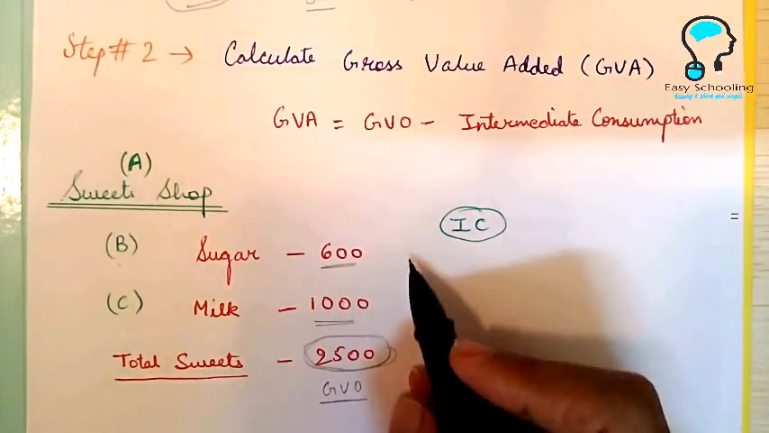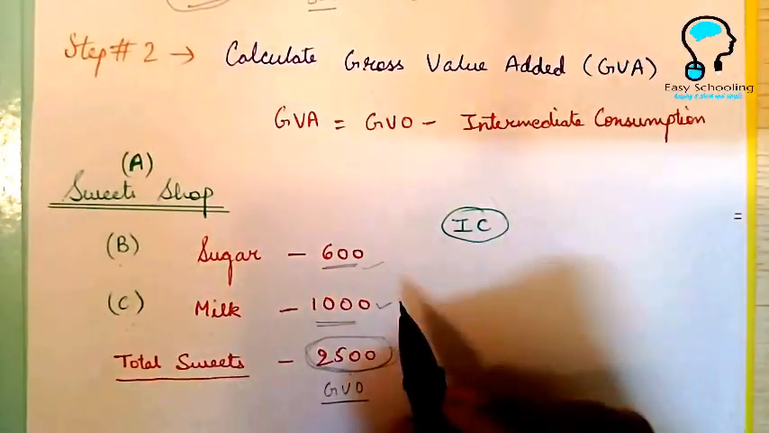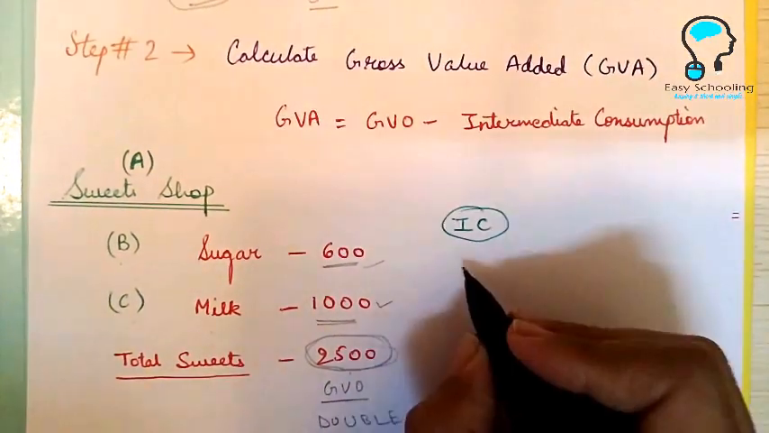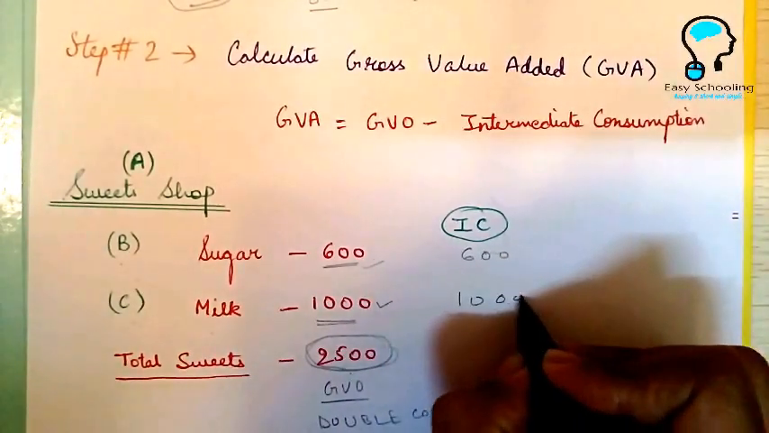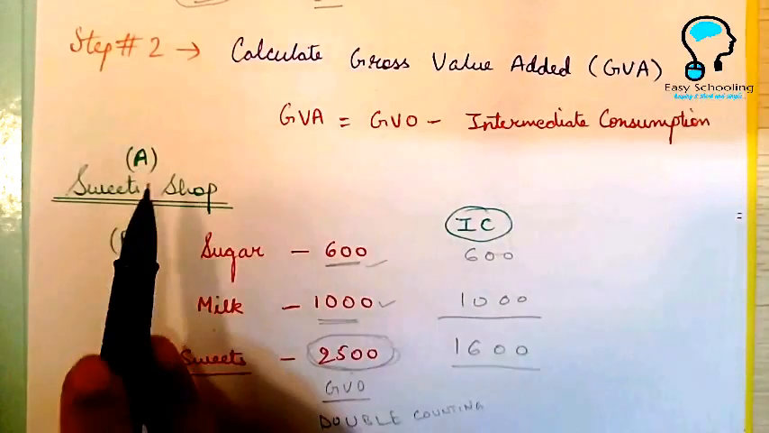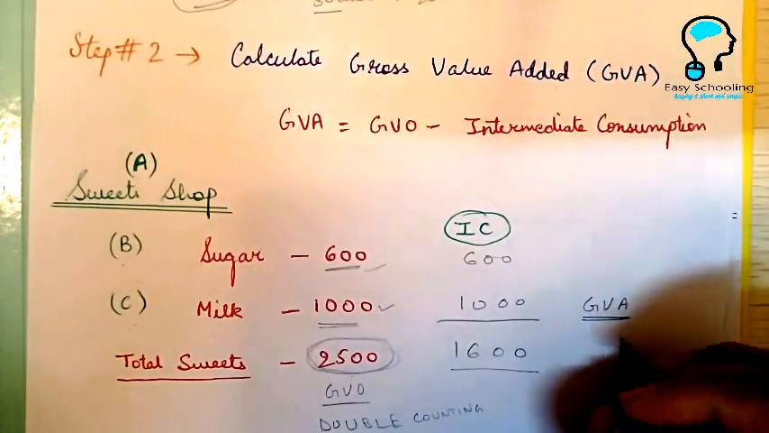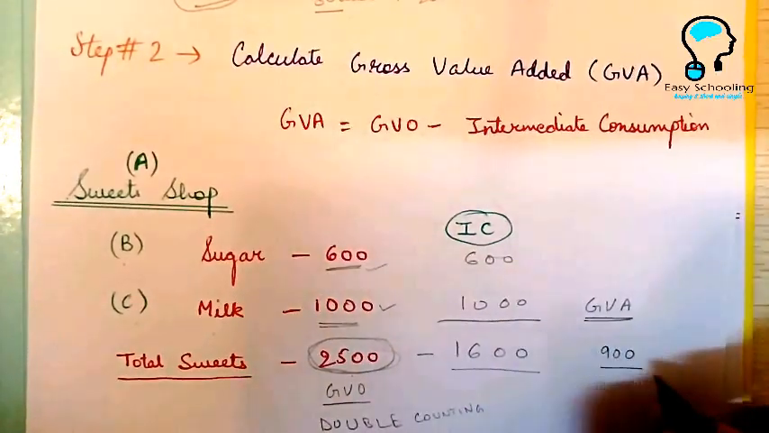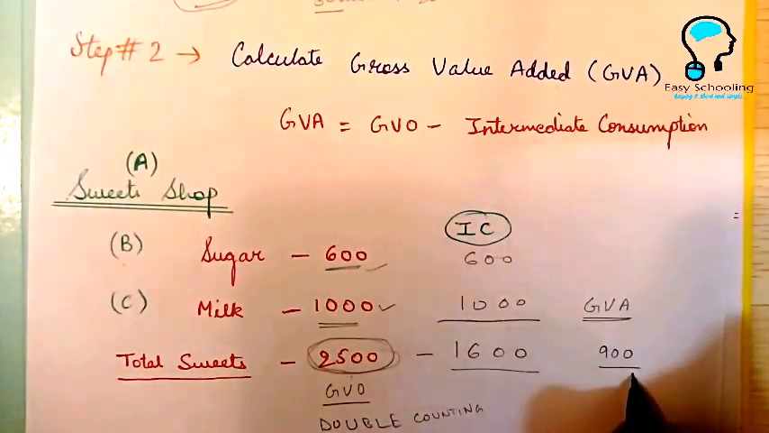Now his intermediate consumption is the sugar and the milk which he has purchased from some other firms. If we add this here, it will be a problem of double counting. The intermediate consumption of firm A is 600 and 1000, so total intermediate consumption is 1600. When you have to calculate GVA, gross value added, the actual value added will be 2500 minus 1600, that is 900. So 900 is the GVA of firm A, and this is his contribution in GDP.